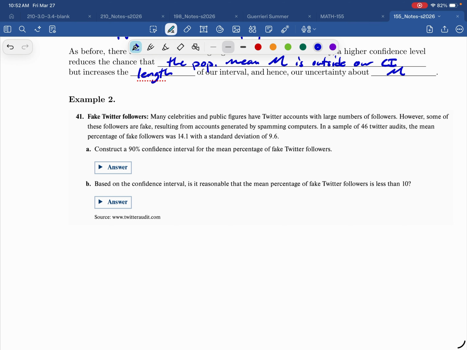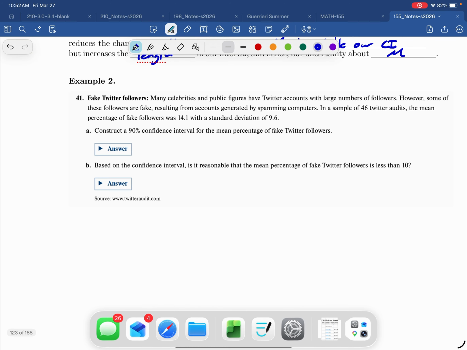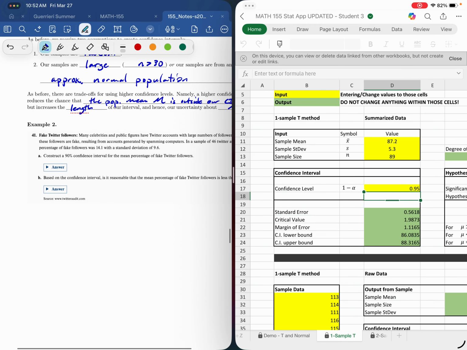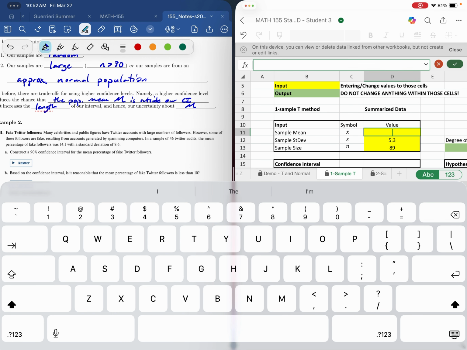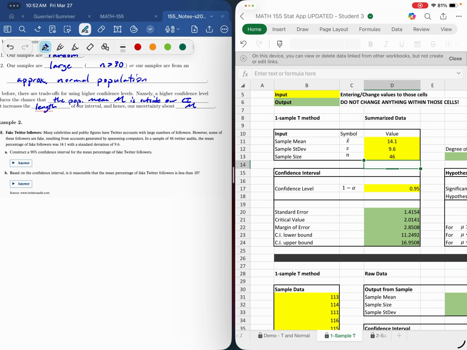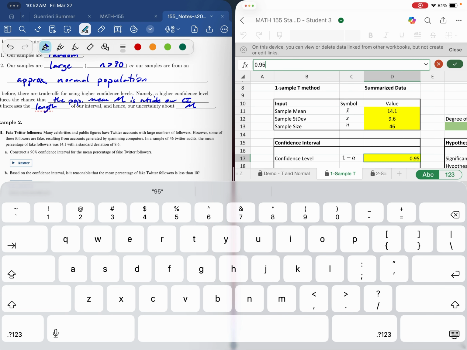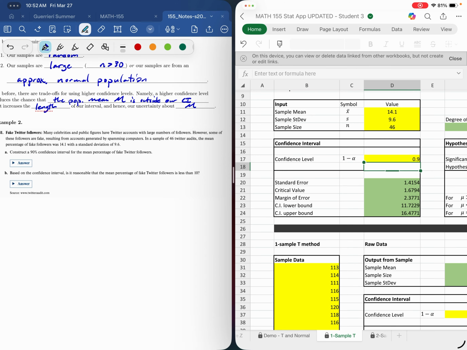All right, we've got fake Twitter followers. Again, we're just entering things into Excel. So in this case, we have the mean percentage of fake followers. Looks like it's 14.1. Sample standard deviation of 9.6. And n, it looks like, was equal to 46. And we want to do a 90% confidence interval. We can just do that, and that's what we get.